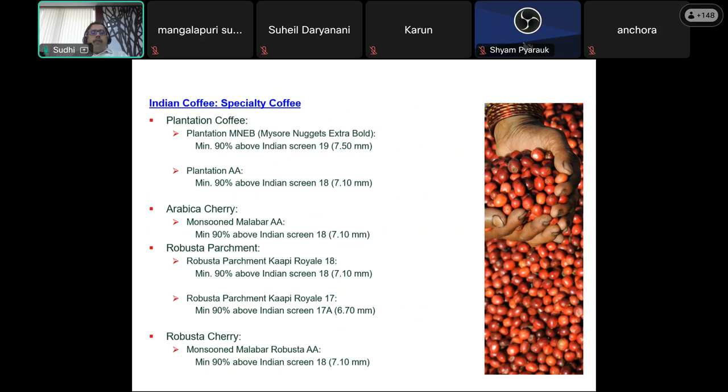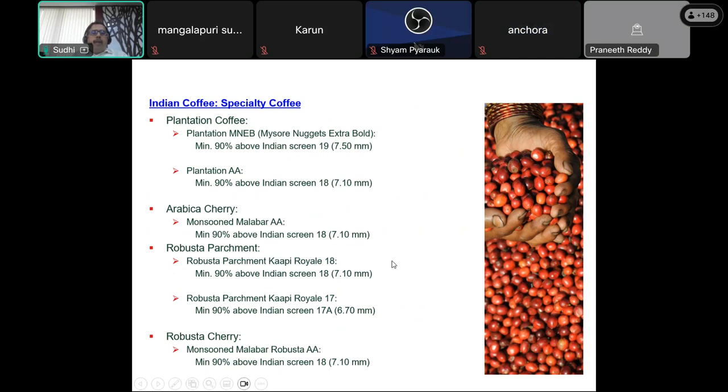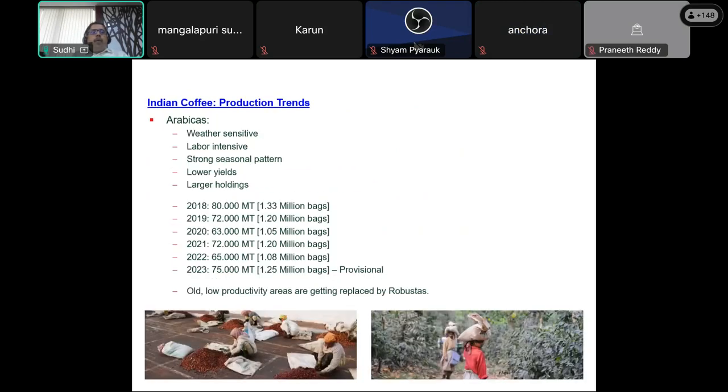There are some coffees in Uganda and Tanzania, but India is one of the largest producers of Robusta parchment. And then we have the Kaapi Royale and Robusta Cherry AA. So these are all the specialty coffees coming out of India. So production trends, what is important?